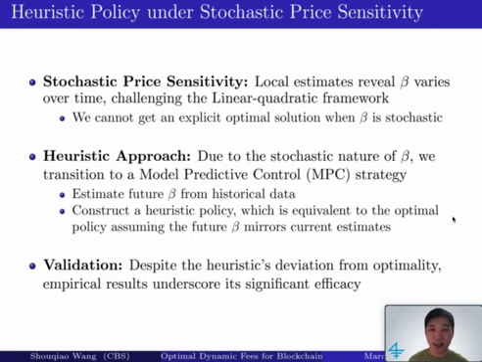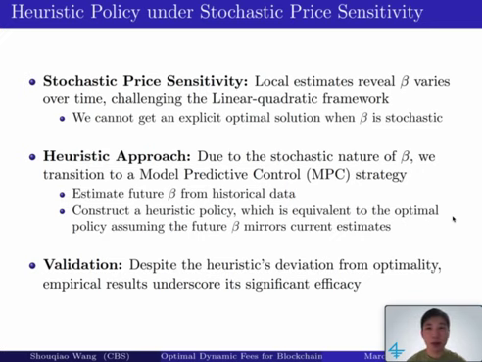Observe that the price sensitivity parameter beta k is stochastic, as we just demonstrated in the previous slide. This optimization problem will no longer fall into the linear quadratic framework, which means we are unable to get the optimal policy explicitly. While we can't achieve an explicit optimal policy due to the stochastic property of beta, we've adapted by developing a heuristic inspired by model predictive control.